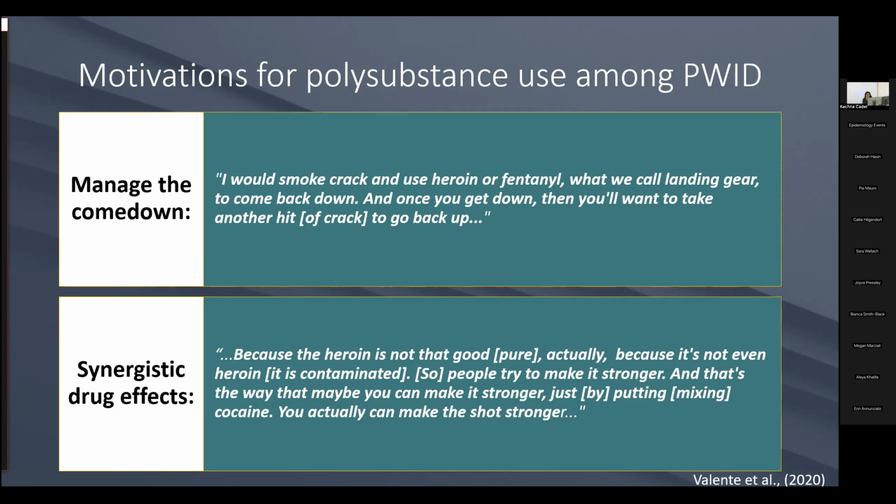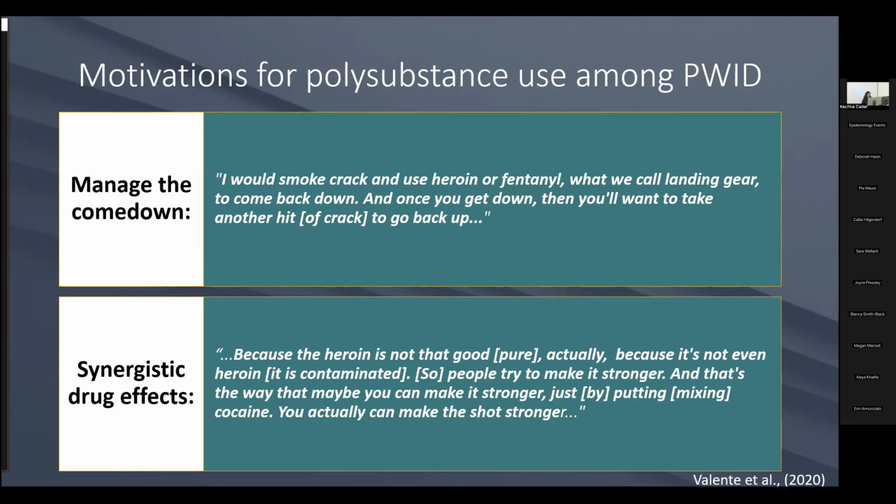Here we see one of the participants talk about using polysubstance use to manage the come down effect. This person said, "I would smoke crack and use heroin or fentanyl, what we call landing gear, to come back down. And once you get down, then you'll want to take another hit of crack to go back up." We see another motivation is to experience the synergistic effects of drugs. We see this participant say that because the heroin is not that good or pure, actually, because it's not even heroin, it's contaminated, people try to make it stronger.